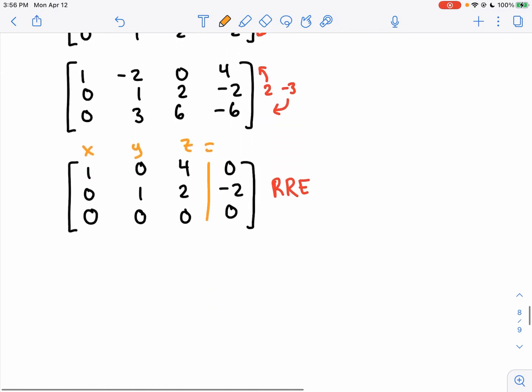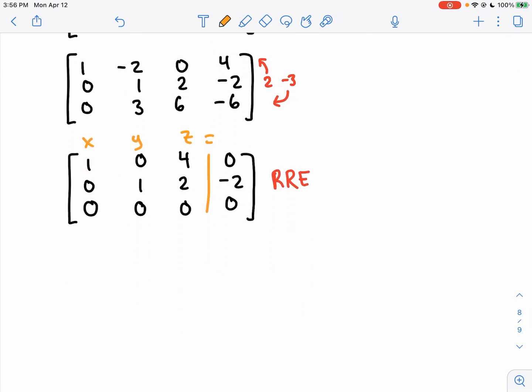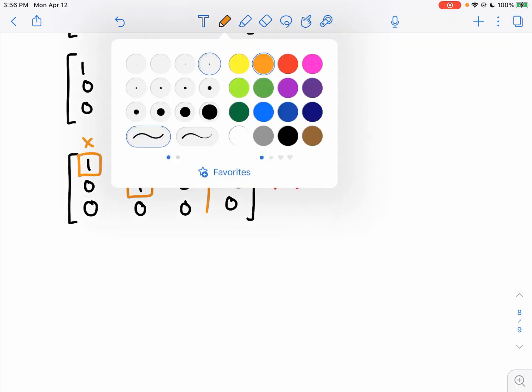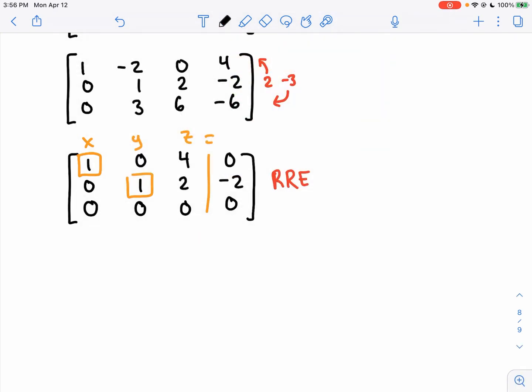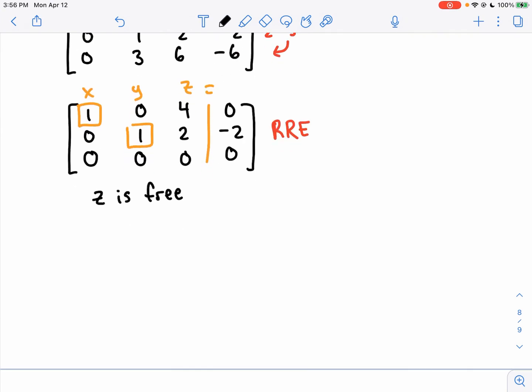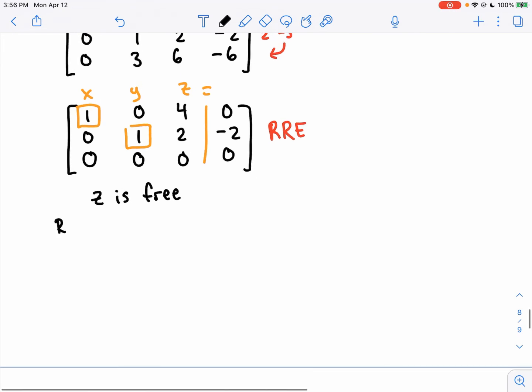And the leading ones, I'm going to highlight them. They're here and here. They are in the x and y column. Any column that corresponds to the coefficients of a certain variable that does not have a leading 1 is going to represent what we call a free variable. So we're going to say that z is free. Z can be whatever number we want. And then I'm going to translate row 1 back into an equation. Row 1 would read x plus 4z is equal to 0.